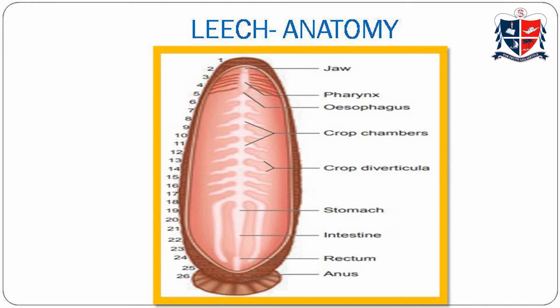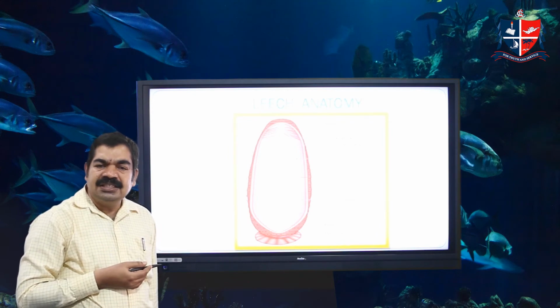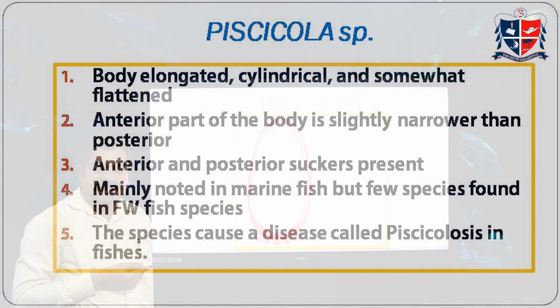And you can see another one, that there is a sucker present. This is a posterior sucker, and also one anterior sucker is present in leeches. So two suckers are present in leeches, and obviously these two suckers are used for attachment to the host body.